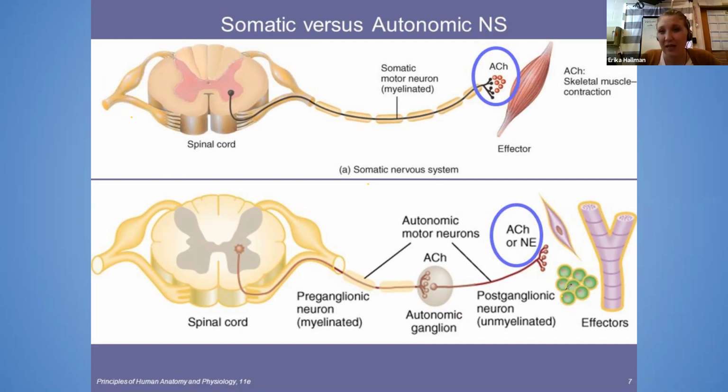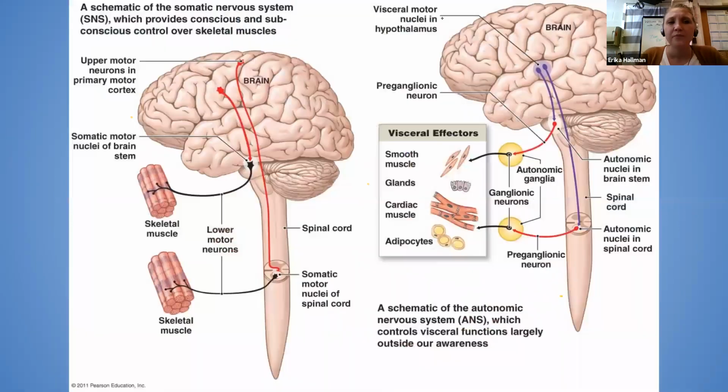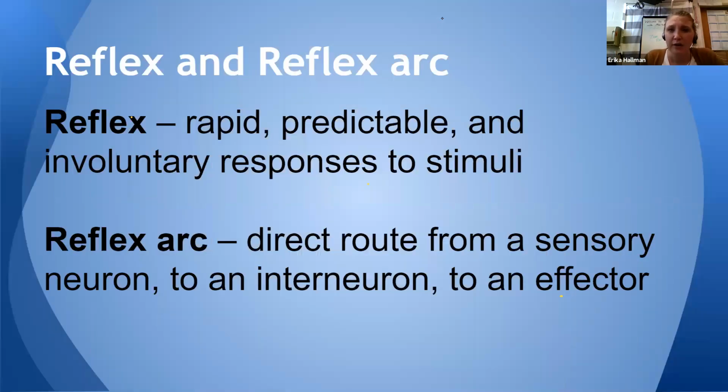So we talked about the anatomy and physiology of a neuron and a neural impulse. We talked about the organization of the nervous system. For this last part, we're going to talk about a reflex arc. All right, so we're going to talk about what that means. Okay, so a reflex arc is going to be something that has a rapid, predictable, an involuntary response to stimuli.